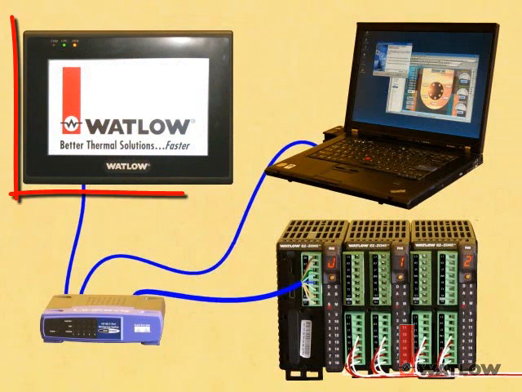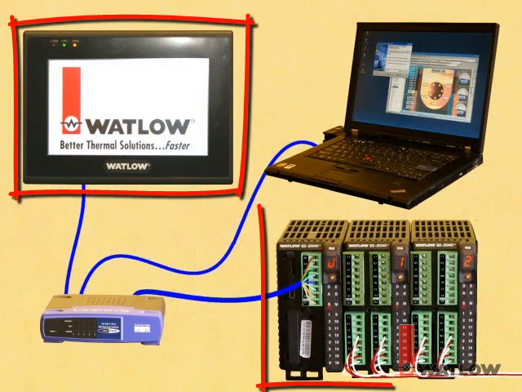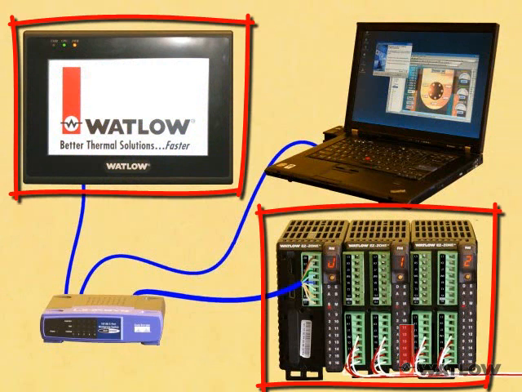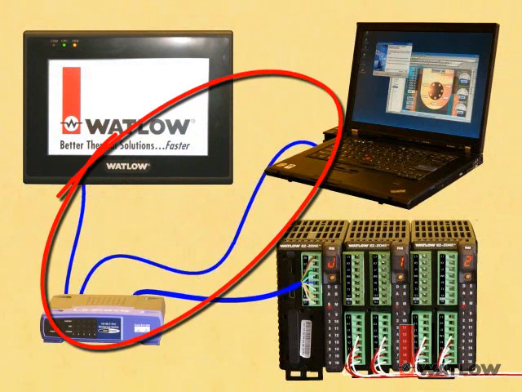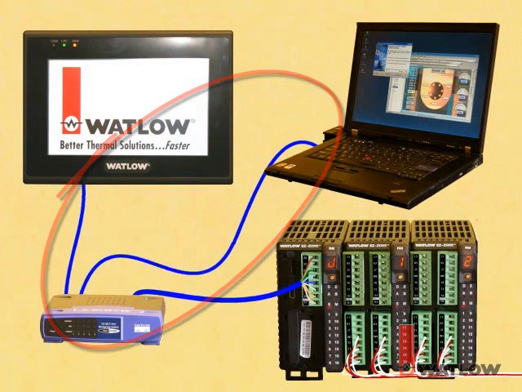We'll use a Silver Series OIT communicating with an EasyZone RM control system, a laptop computer with EasyWare 5000, and a USB or Ethernet connection from the computer to the OIT.